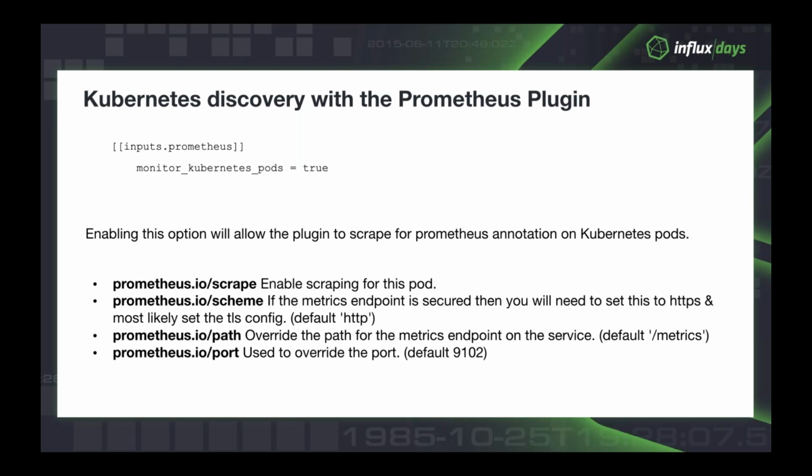In order to do that, as I said, you need to use the input Prometheus plugin, and you need to enable the monitor Kubernetes pods configuration. From that point in time, the Prometheus input plugin will instantiate a Kubernetes client, and it will start to watch pods. And as I said, it waits for particular labels. So prometheus.io/scrape equals true tells the input plugin that the pod has Prometheus metrics. And if you need to change the port, which by default is 9102, you can use prometheus.io/port.